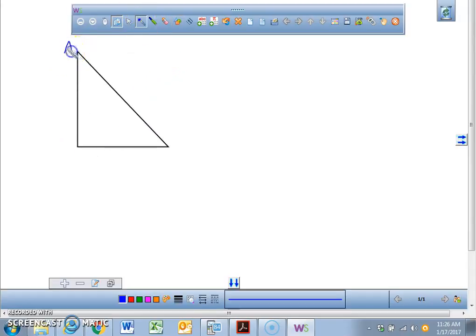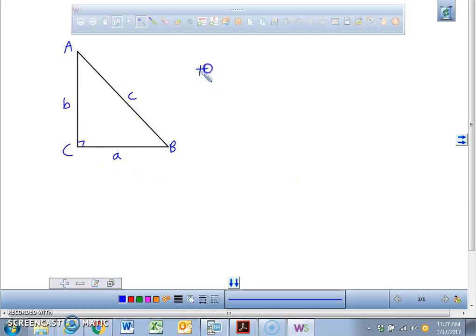I'm going to label this capital A, capital B, capital C, lowercase a, lowercase b, lowercase c. I need you guys to understand, whenever you see a capital letter, that's referring to an angle. A lowercase letter refers to the length of the side.